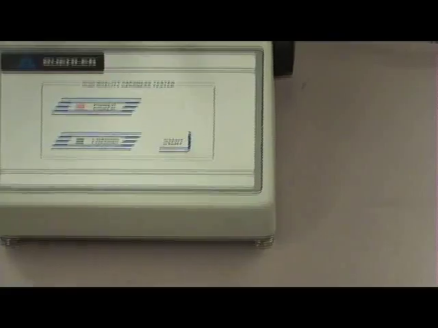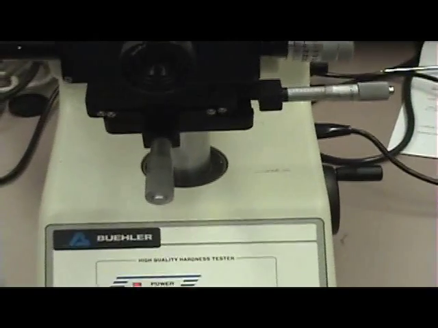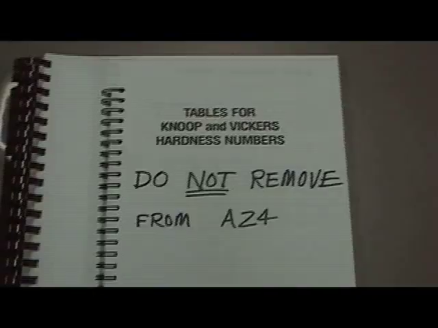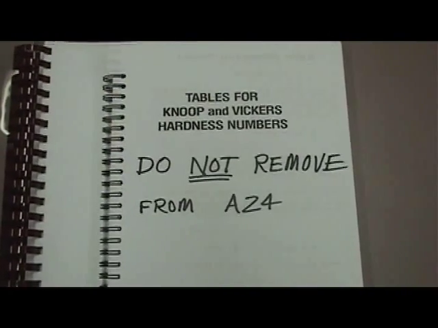Right below the hardness tester, that's where you will find the hardness tester manual. Also, right below the hardness tester, you will find the hardness tester number table. This is the table for the new hardness tester numbers.